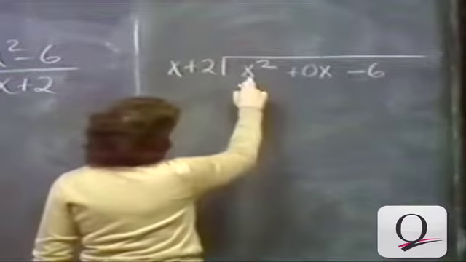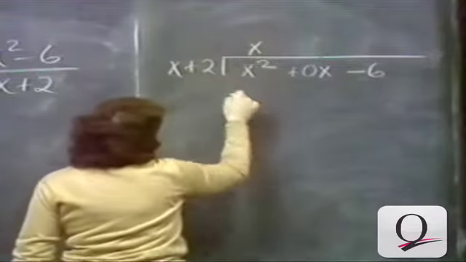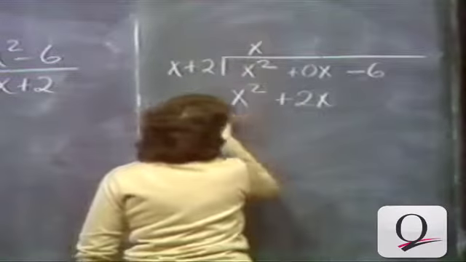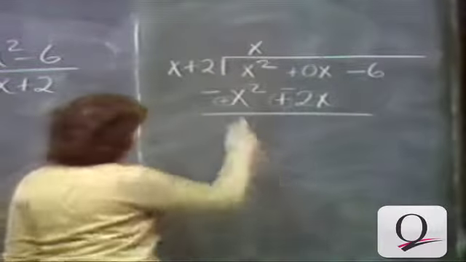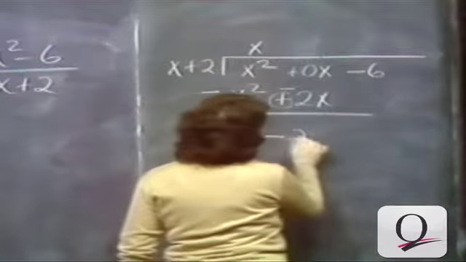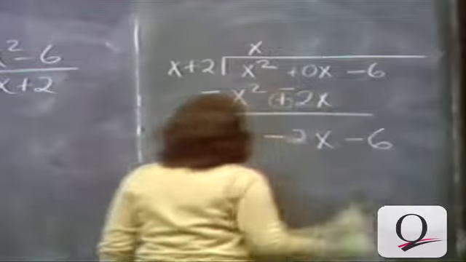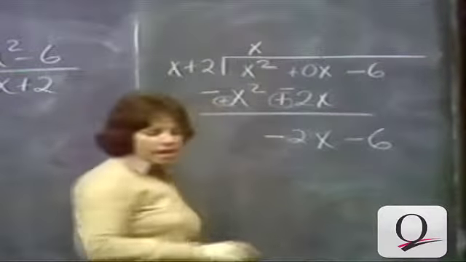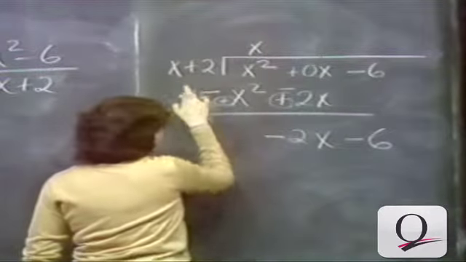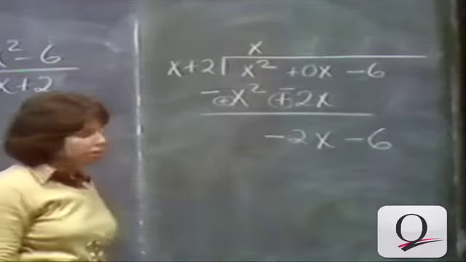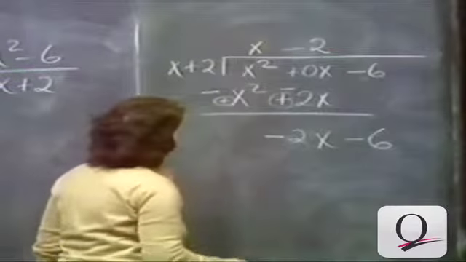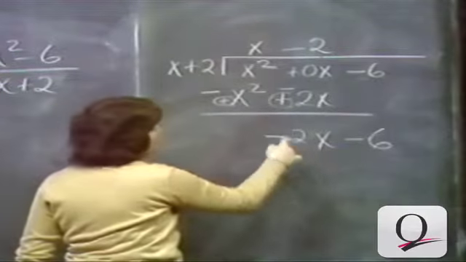Okay, then x into x squared goes x times. x times x gives us x squared, x times 2, 2x. Then subtract. X squared and a minus x squared, that's 0. 0x and a minus 2x, that's minus 2x, minus 6. X into minus 2x. Now when I say x into minus 2x, I'm looking for something which when I multiply by x gives me the minus 2x exactly. X times minus 2 would give me exactly what I want. So I say x goes into minus 2x minus 2 times.